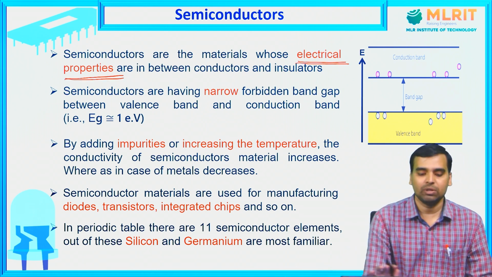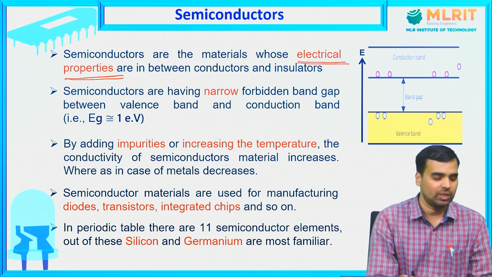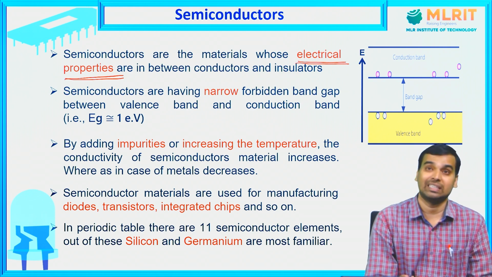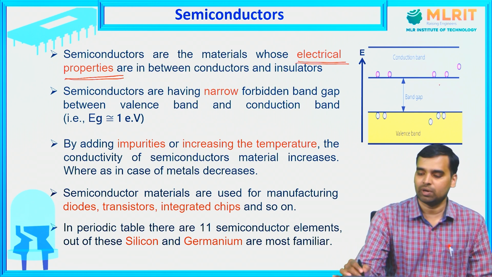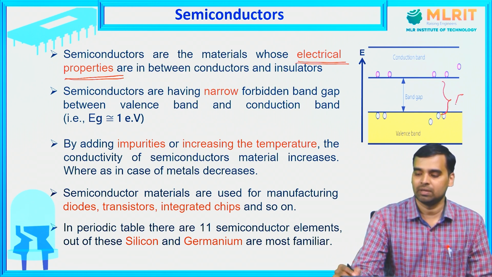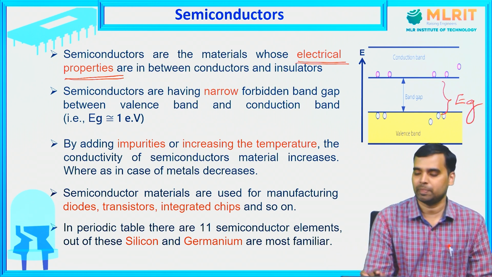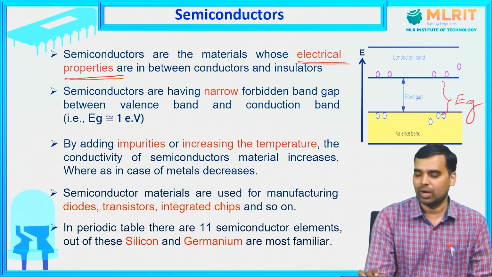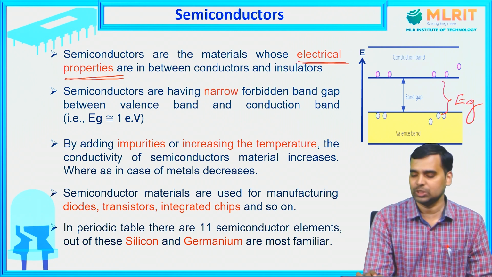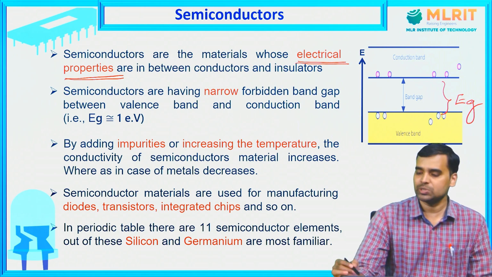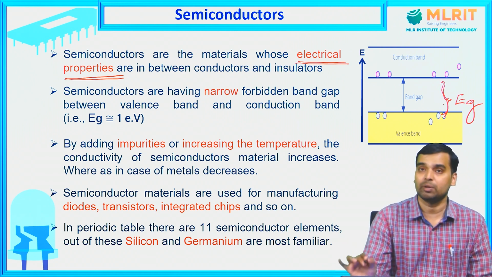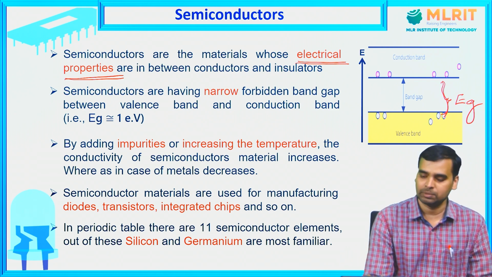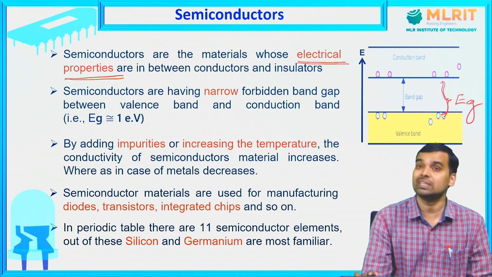Based on the band theory of solids, solid metals are classified into three categories: conductors, semiconductors, and insulators. This classification is based on the forbidden band gap between the valency band and the conduction band. In every solid, there exists a valency band and a conduction band. Based on the forbidden band gap, metals are classified into three types: conductors, semiconductors, and insulators.